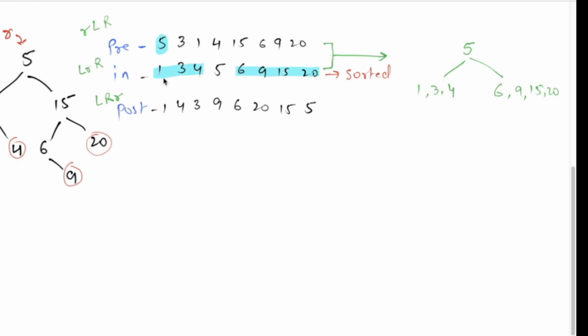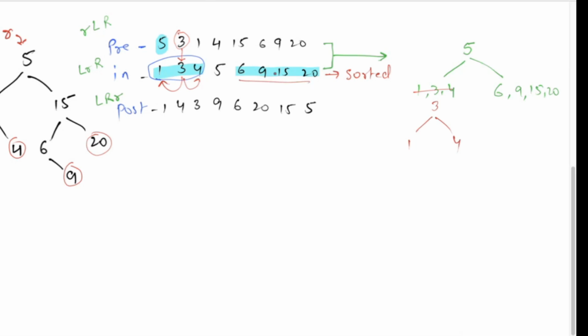Out of these 1, 3, and 4, we will see which one comes first in the pre-order traversal. 3 comes first in the pre-order traversal. It means that 3 must be the root of this tree. And then we again look into the in-order traversal, and because 1 is coming on the left and 4 is coming after 3, it means that 1 must be on the left and 4 must be on the right. The same goes for the right side.